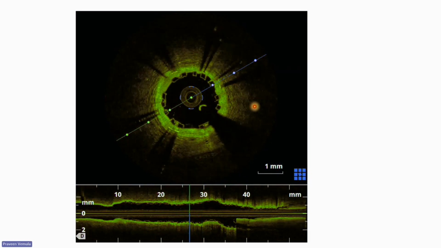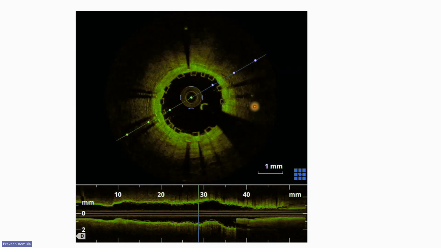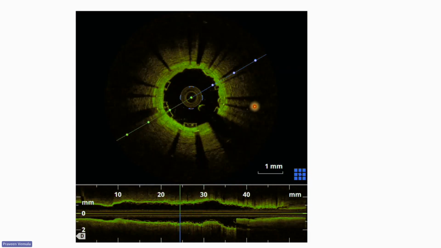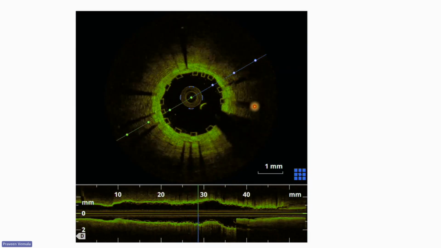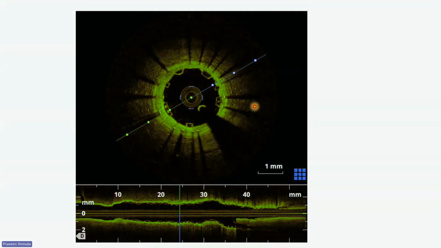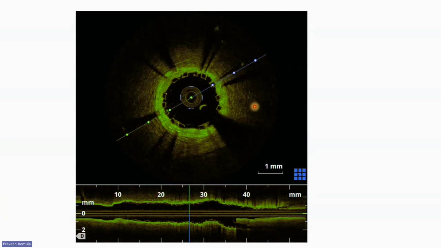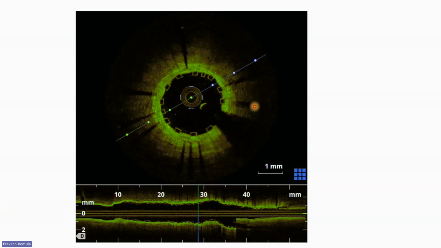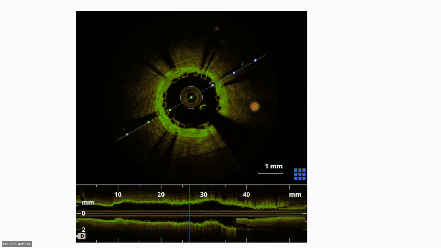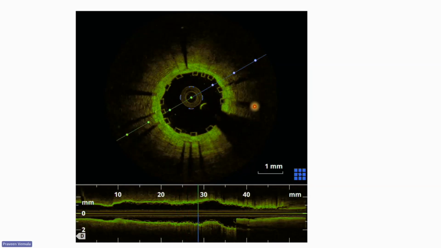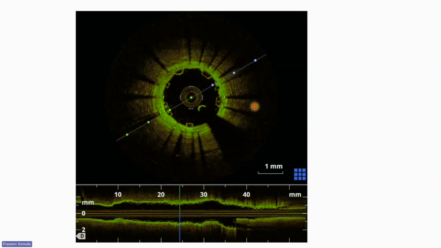Bioresorbable vascular scaffold. Okay. What is the thickness of this? What was the thickness of the Abbott bioresorbable vascular scaffold? 140 micron. Now what is the one which is available in India? This one is 100 micron. Okay. What is the normal thickness of a stent?